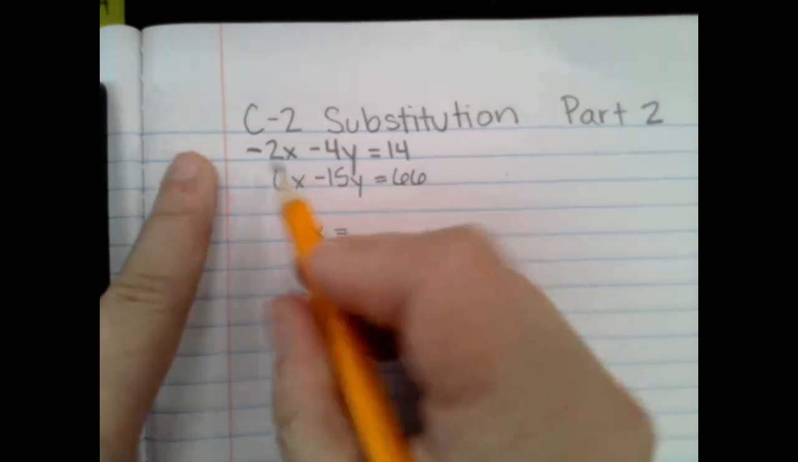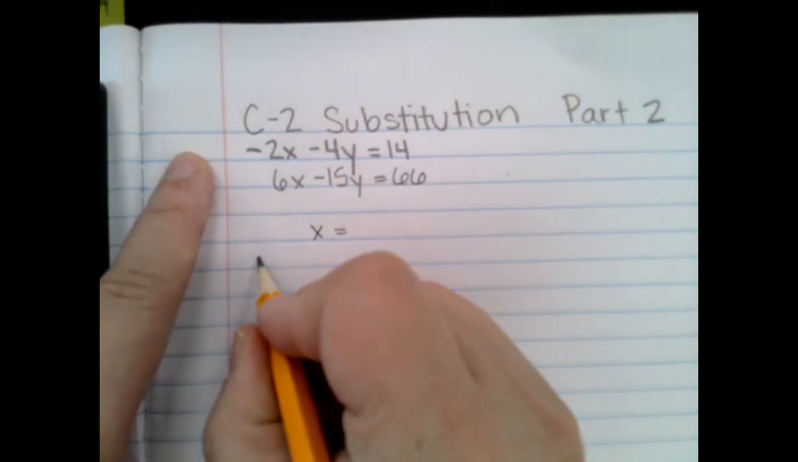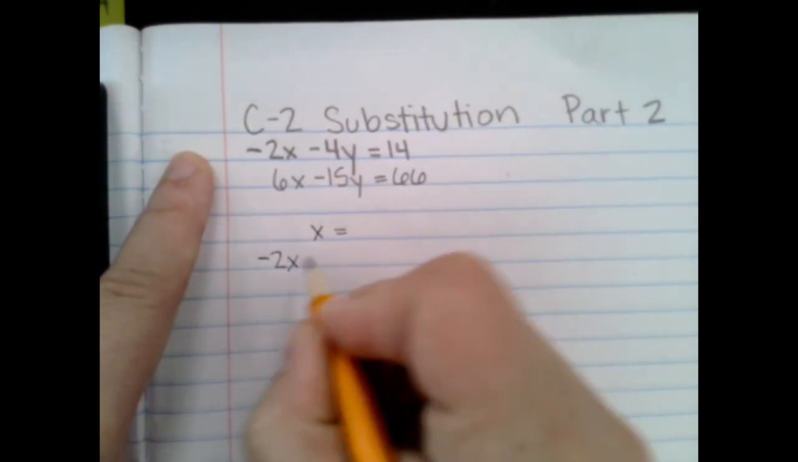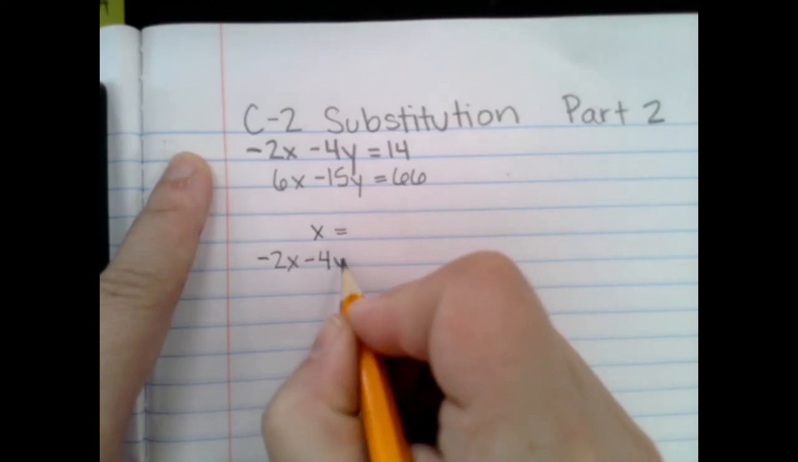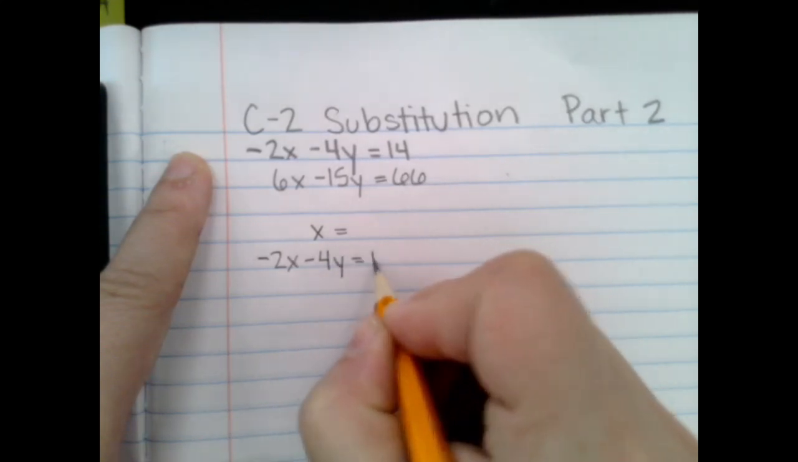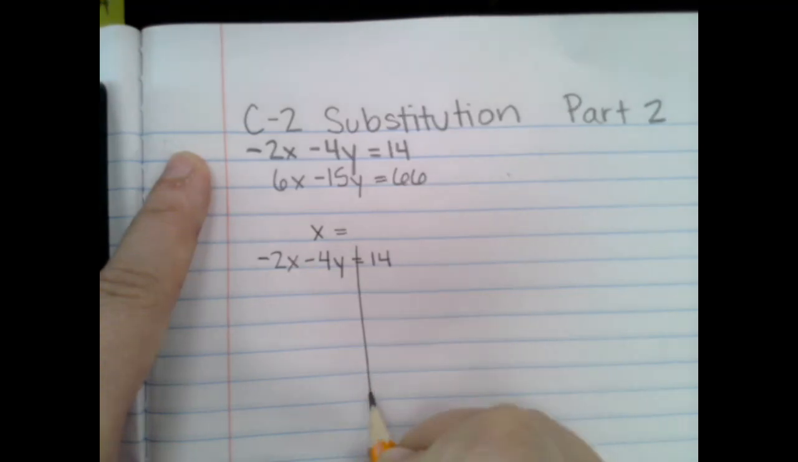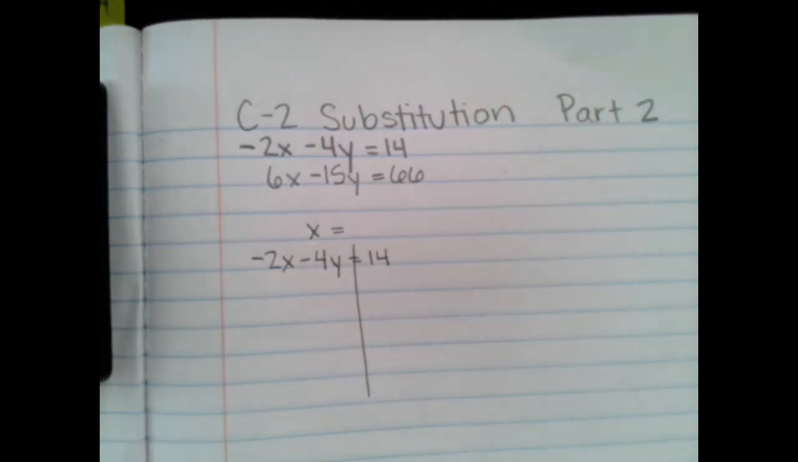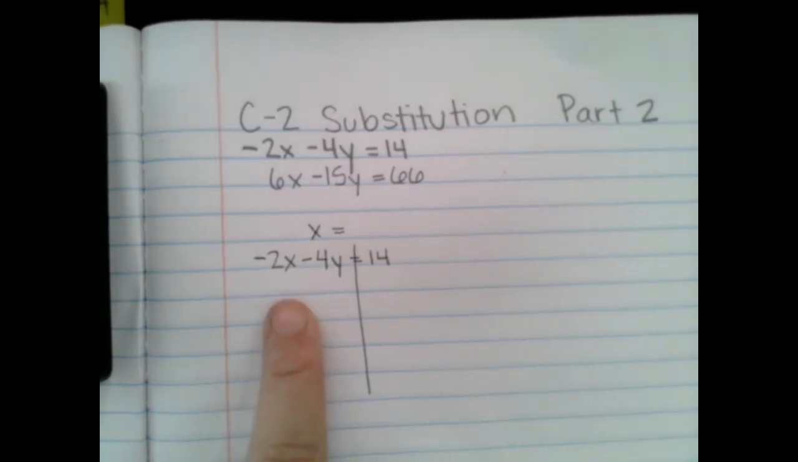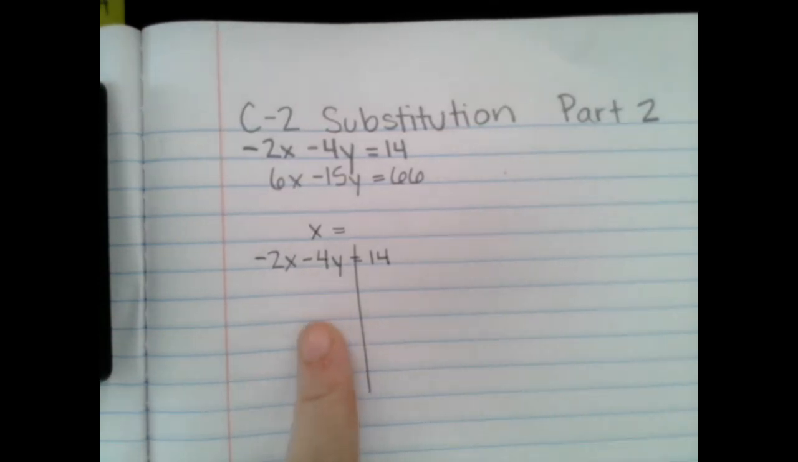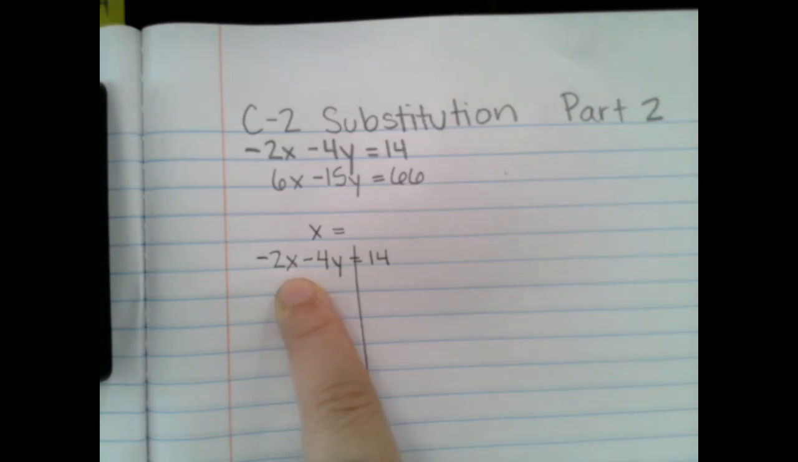I'm going to write out that equation, negative 2x minus 4y equals 14. And our goal is to get x by itself, get an x equals equation. So I want to get x all alone. This is different than when we graph. When we graph, we always want y by itself. This time we want x by itself.